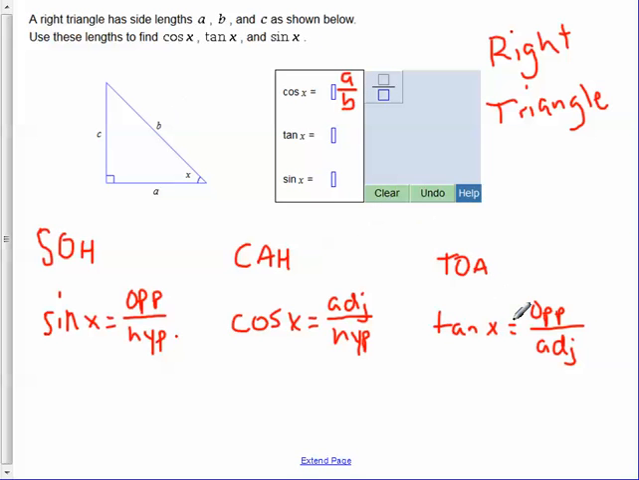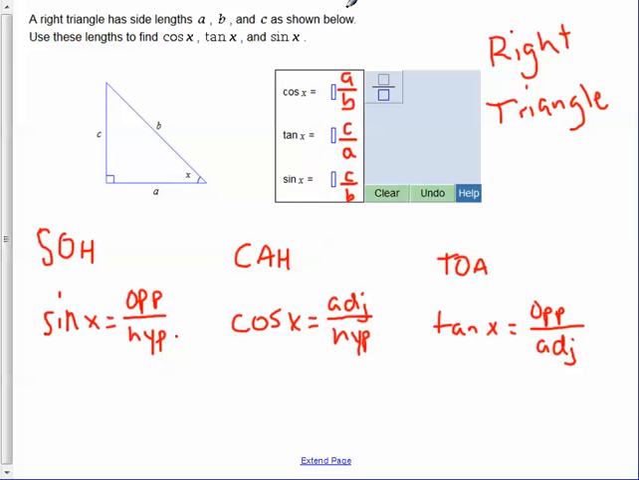So then we find the tangent of x. Tangent is the opposite side. So the opposite side is C. And the adjacent side, which is A. And then sine of x. Sine can be found by taking the opposite side, which is C, divided by the hypotenuse, which is B. So we have those three there.